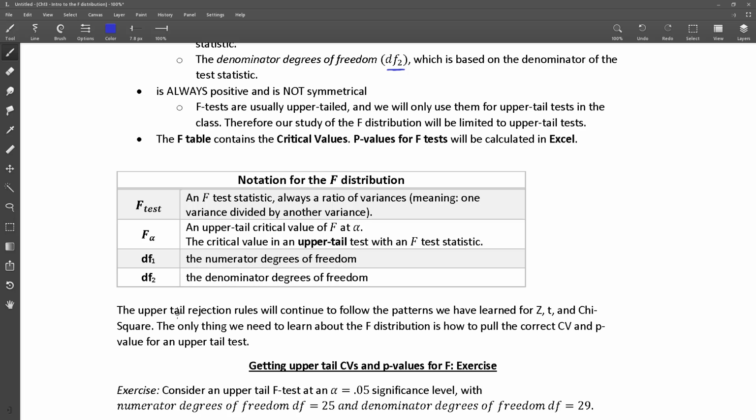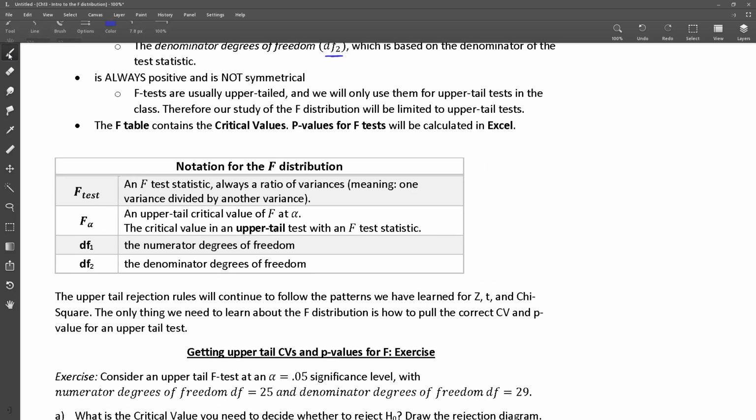For F distribution problems, the upper tail rejection rules will continue to follow the same patterns that we have learned for Z, T, and chi-square. The only thing we need to learn about the F distribution is how to pull the correct CV and p-value for an upper tail test. So what do I mean by the same patterns?